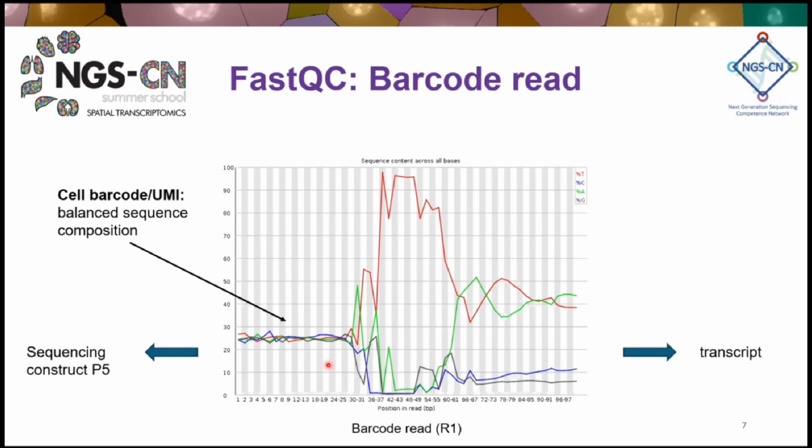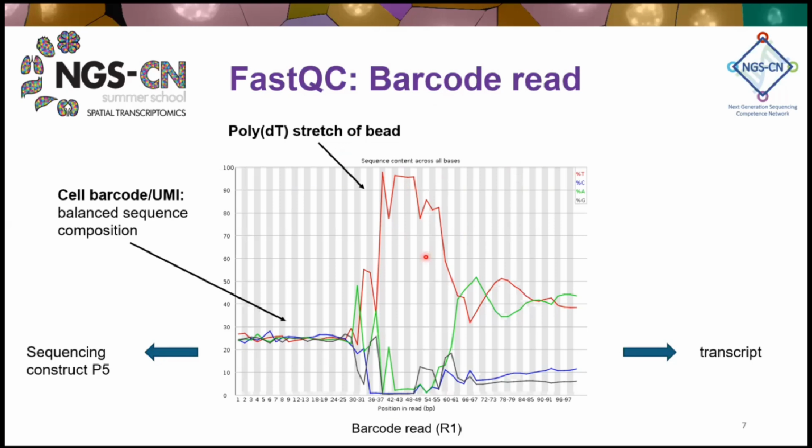So all of A, C, G, and T are present there, so to say. This is, of course, understandable because the cell barcodes are random and the UMIs are random. So you would expect that you can see all bases at the same content. Then we see this peak here, and this is the poly-dT stretch of the construct. And typically this will be around 30 bases.